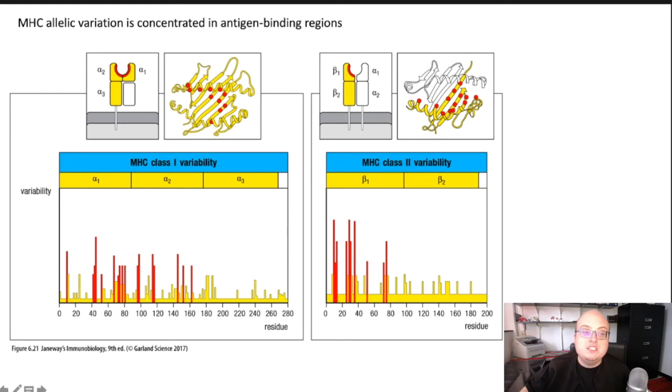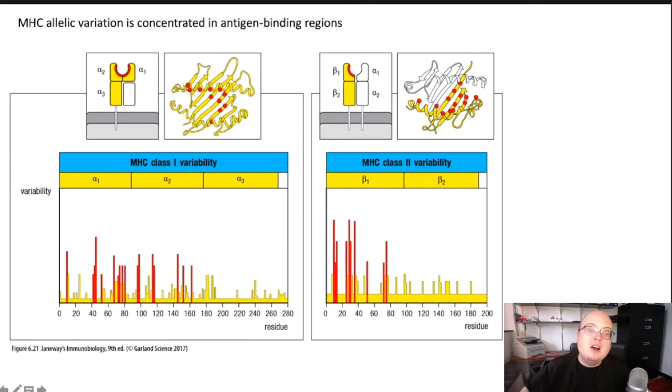If we take MHC class 1, for example, remember that within MHC class 1, the peptide binding groove is made up of the alpha 1 and the alpha 2 subunits. If we look at each individual amino acid in the alpha chain of MHC class 1, and graph how many different versions of that amino acid exist across all of the different alleles possible for MHC class 1, we see that the highest peaks are associated with these residues that are marked in red. And if we map those red residues onto the actual MHC class 1 molecule, we see that they are found basically exclusively within the peptide binding groove of the MHC class 1 molecule.